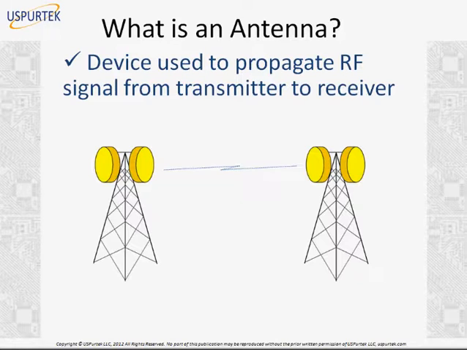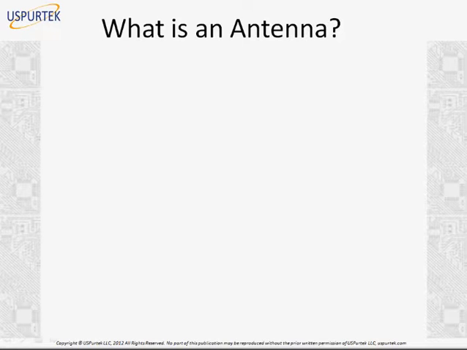Now this is a picture which shows a real antenna. On a cell tower, you have dish-like antennas which are used for point-to-point transmission.